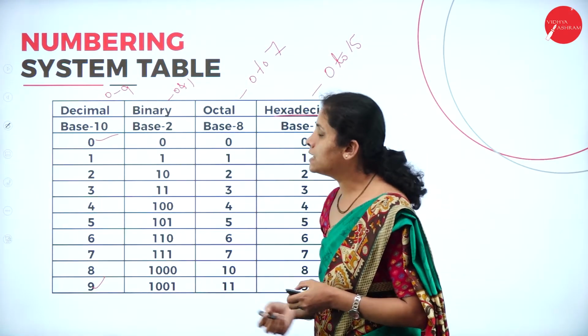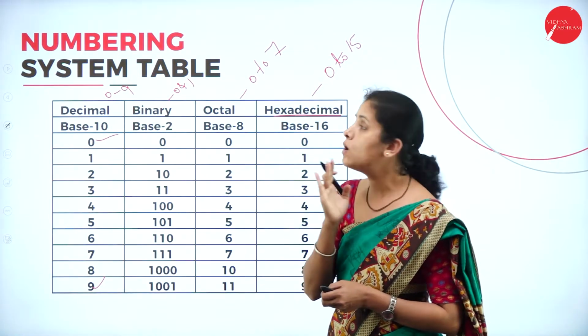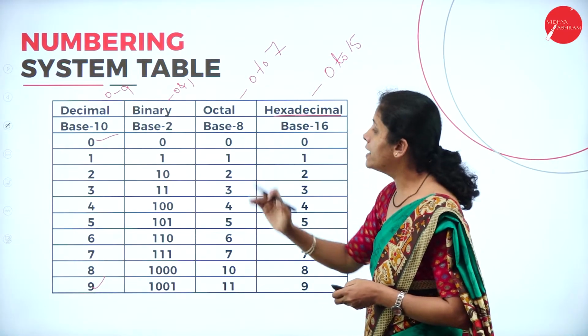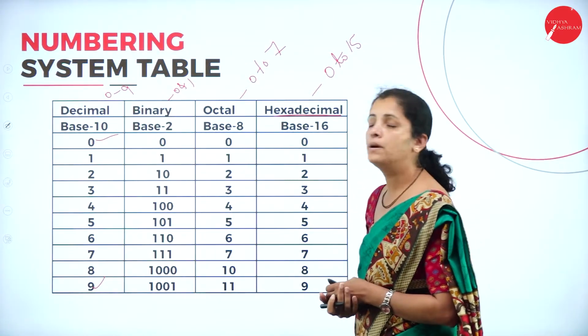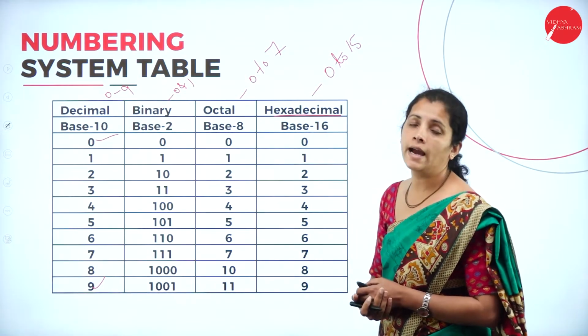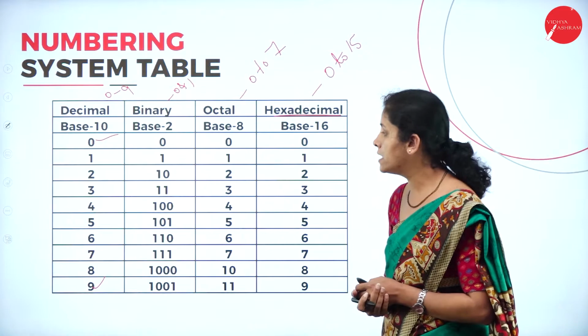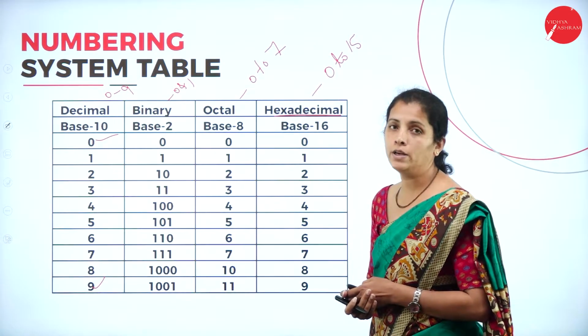And if I consider binary, I have only 2 bits, that is 0 and 1. And whatever the decimal number or octal number or hexadecimal number, I want to represent that in the form of binary. For that, what I will do, I'm going to divide that number by 2.